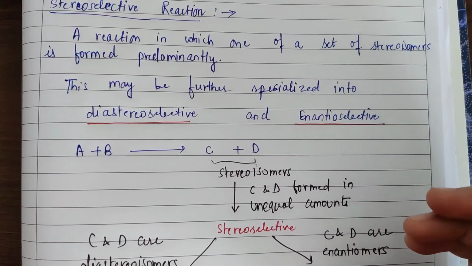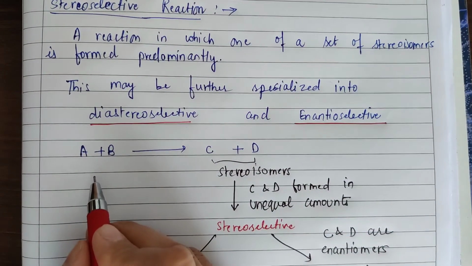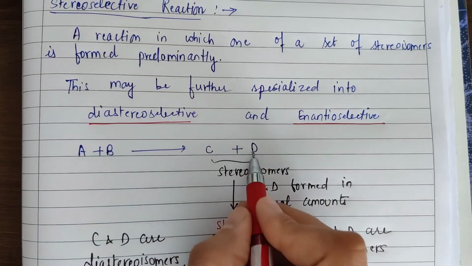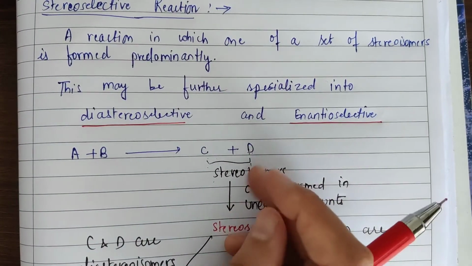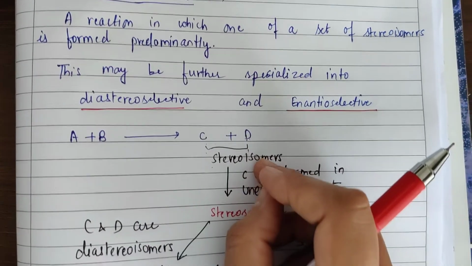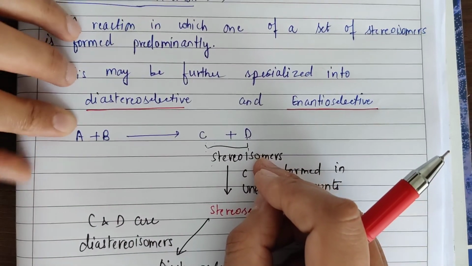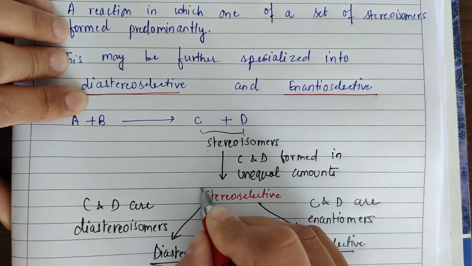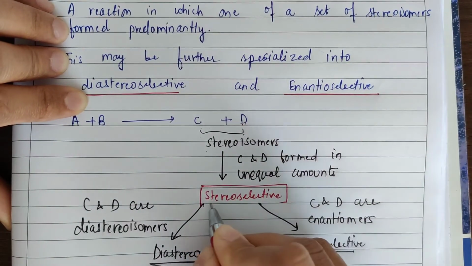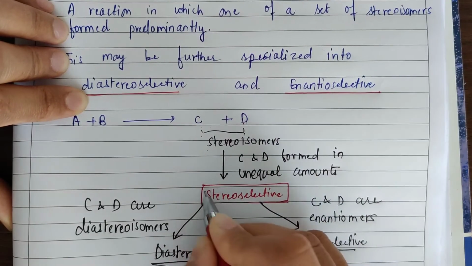Okay, so let's take an example. If we react A and B and products C and D are formed, and if these C and D are stereoisomers, then there is a possibility of the reaction being stereoselective if C and D are formed in unequal amounts.